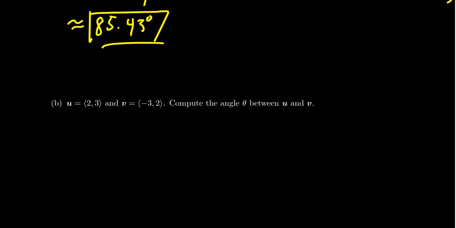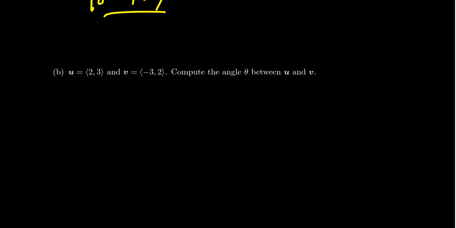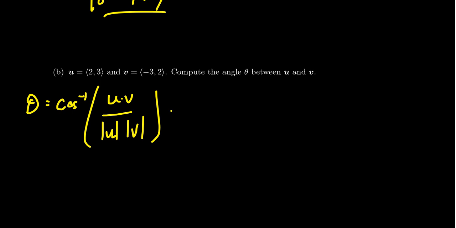Let's look at another example here. Let's take u to be (2, 3), and let's take v to be (negative 3, 2). Let's compute the angle between them. Well, again, theta is going to equal arc cosine of u dot v over the length of u times the length of v, like so. So computing the dot product, you're going to get 2 times negative 3, which is negative 6, plus 3 times 2, which is 6 right there.